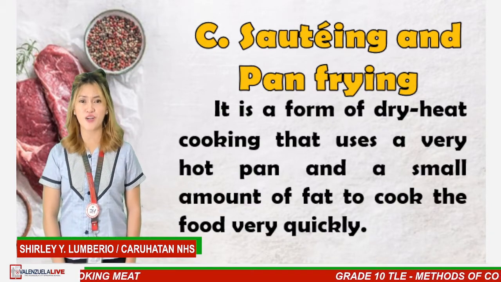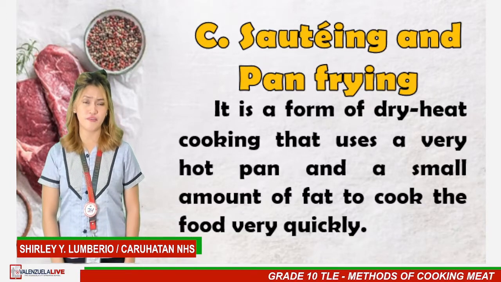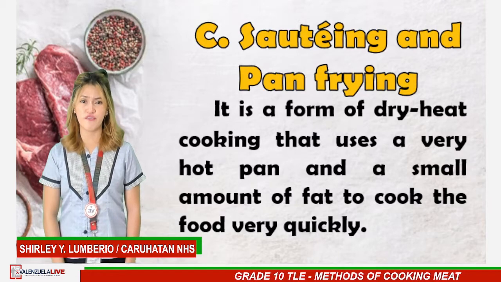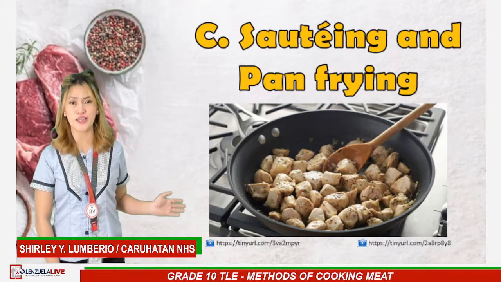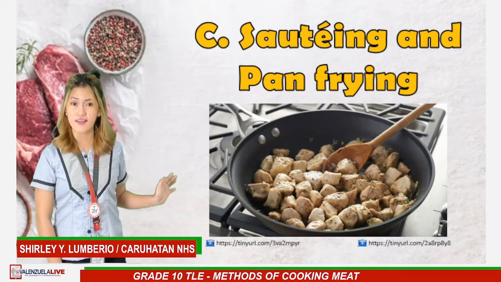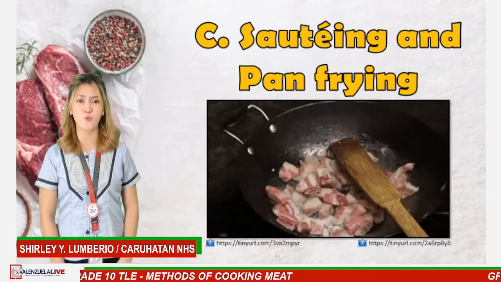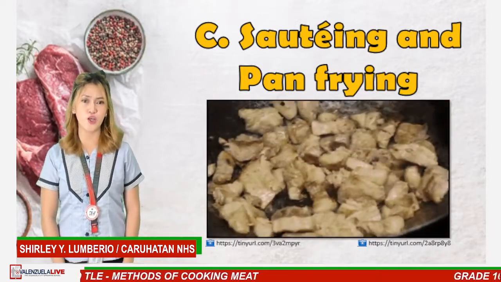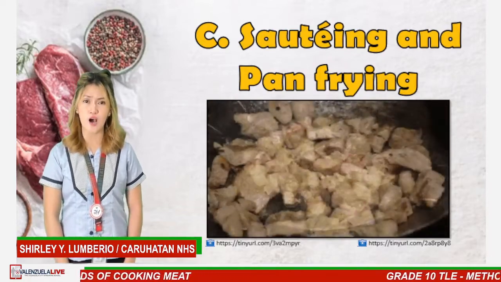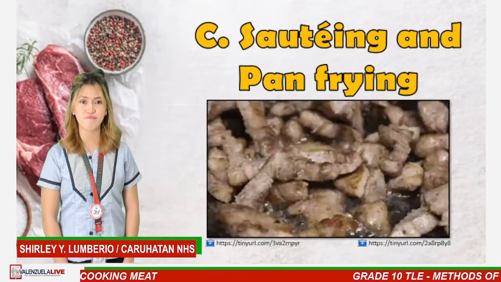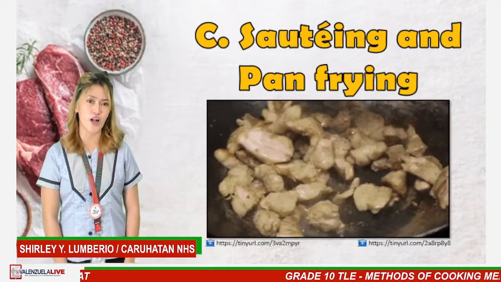Sautéing is a form of dry heat cooking that uses a very hot pan and a small amount of fat to cook the food very quickly. In sautéing, it's important to heat the pan for a minute, then add a small amount of fat and let it get hot as well before adding the food to the pan. This hot fat helps brown the surface of the food. Another key is to avoid overloading or overcrowding the pan.